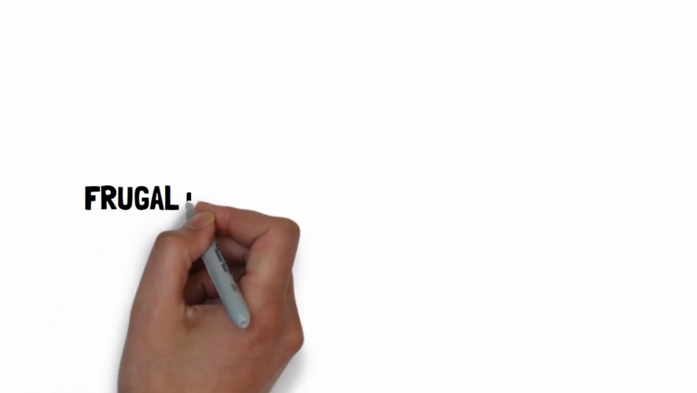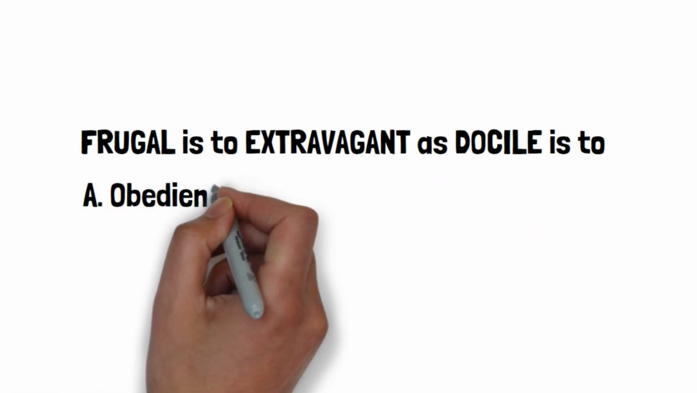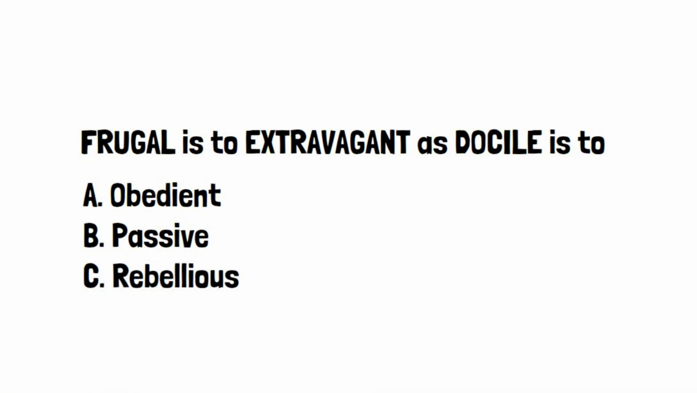Sample question. Frugal is to extravagant as docile is to A. Obedient, B. Passive, C. Rebellious. Correct answer, C. Explanation. The analogy is based on opposite meanings.